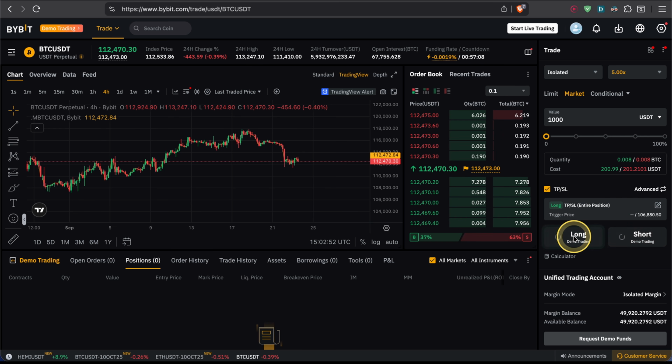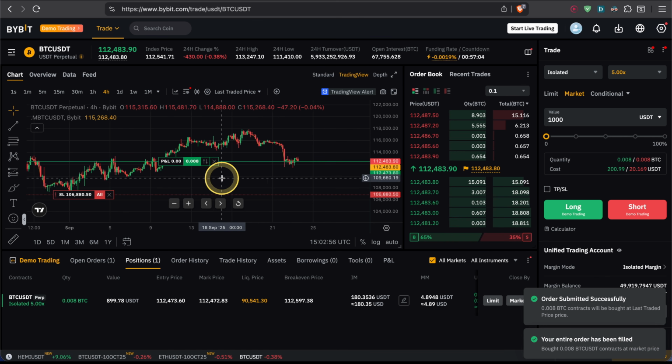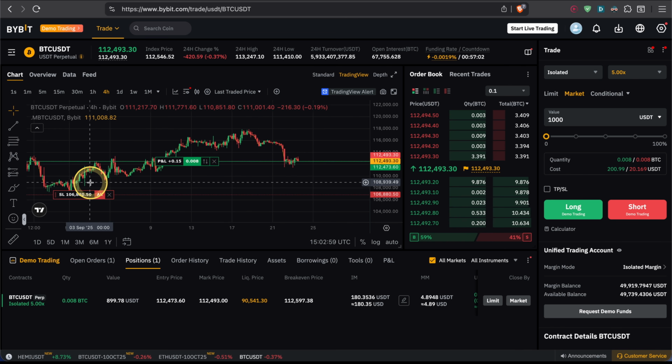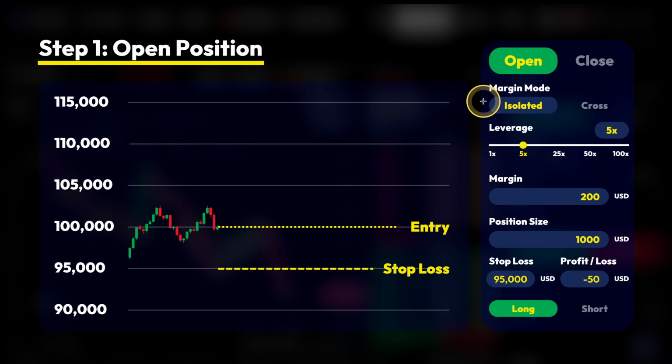And now if we go to long, we can see the position is directly opened. This right here is where we entered the trade, and down here is our stop loss. So now we've got this trade opened. If the price doesn't go into our desired direction, we've limited our losses to a maximum of 1%.